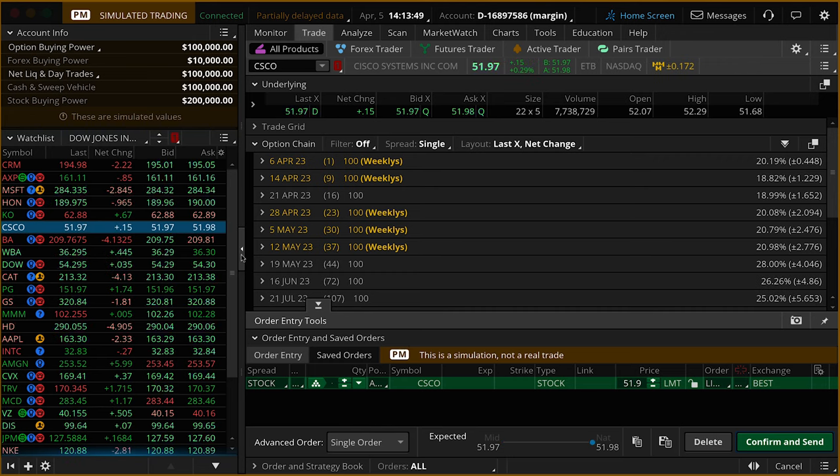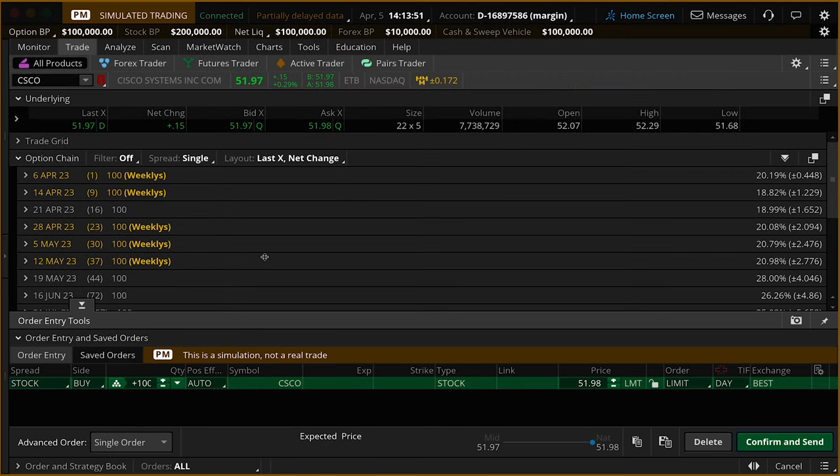Just so we have the right amount of real estate here, I'm going to go ahead and collapse the left sidebar, and then let's look at what we have down here. It tells us it's a stock, it tells us it's a buy, it's for 100 shares, which is a default, and it's a limit order.